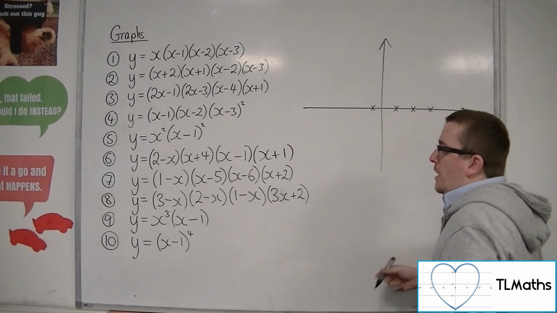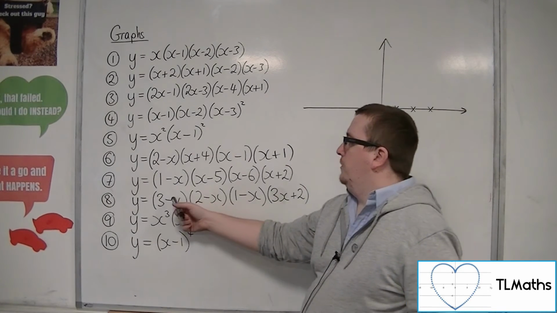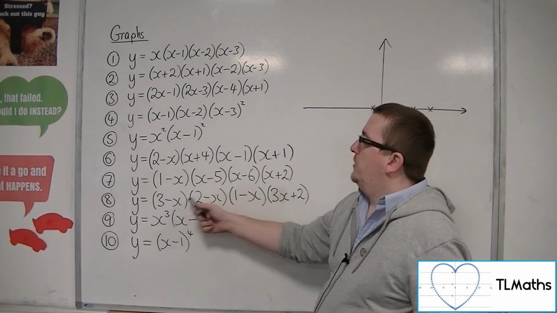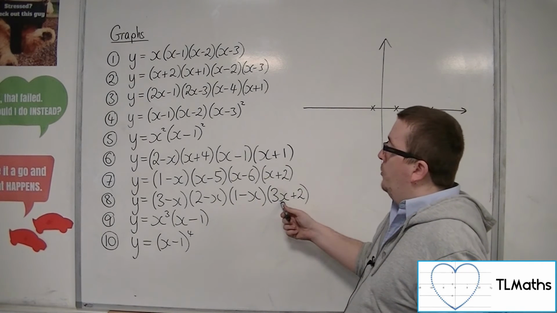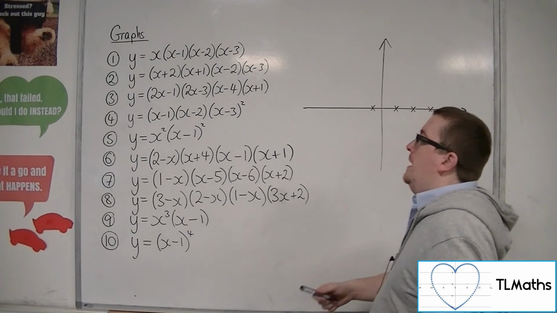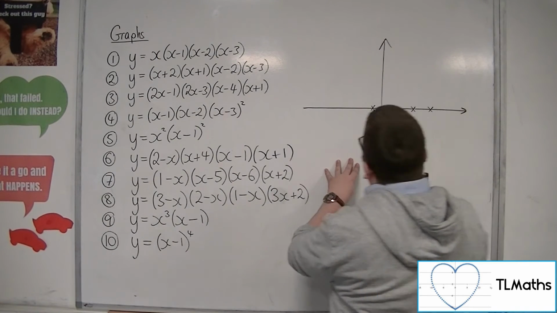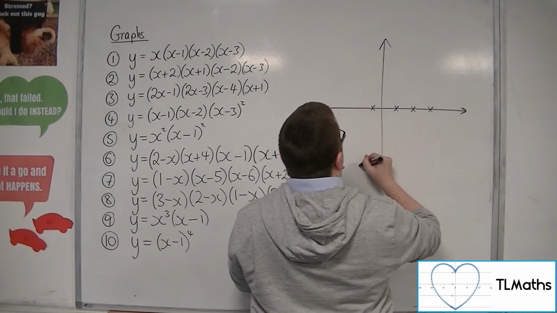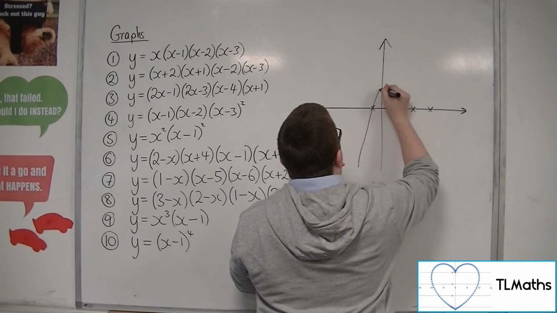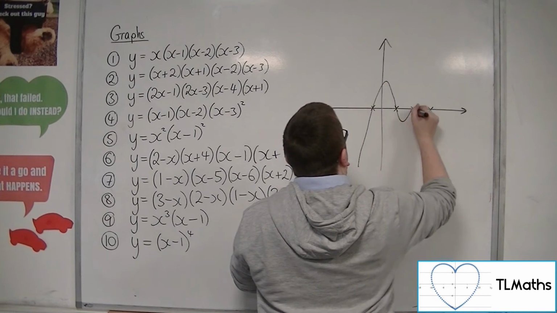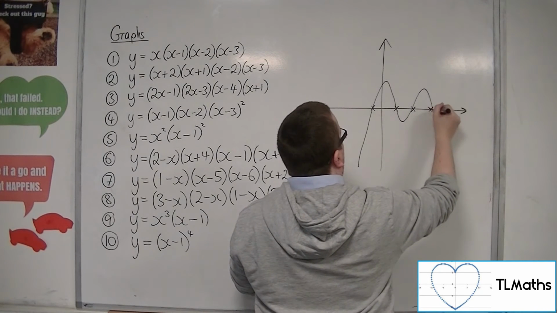Now, if I expanded these brackets out, I have a minus x times a minus x times a minus x times a 3x. So that would be minus 3x to the 4. So we're starting in the bottom left. So we have a curve that must look something like that.